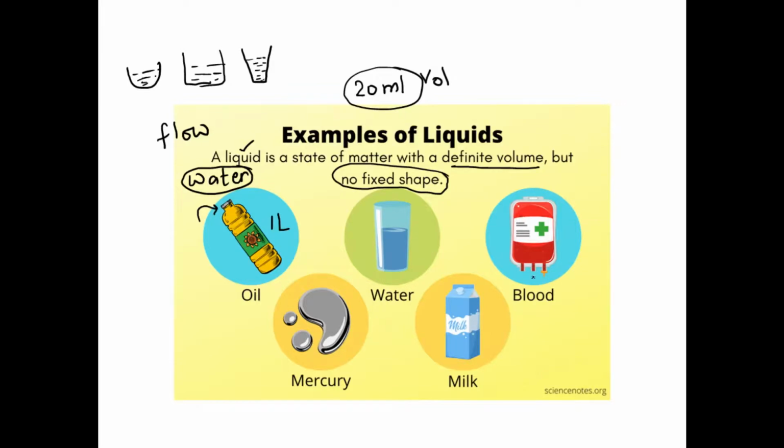Same as this water, this blood in this particular vessel. Mercury. Mercury is a metal, but it is liquid in state. Do you remember where the mercury is filled? Absolutely correct. Mercury is in the thermometers and that is in the liquid state. The milk every day which we consume. If it's in a packet, milk takes up the shape of the packet. If it is in this bottle, milk takes up the shape of this bottle. But it has a definite volume but no fixed shape.